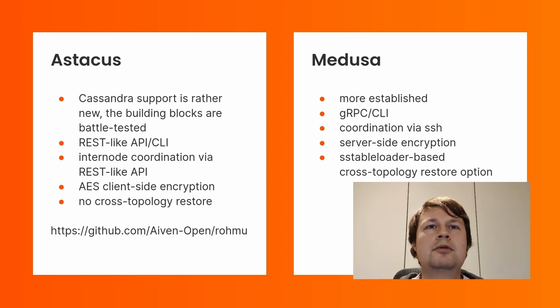At present, Astacus doesn't offer a cross-topology restore option. If you had n nodes in your cluster during backup time, you need to have at least n nodes on restoration. And the extra node will not be used. After restoration, the cluster will include only n nodes. Medusa provides an SSTable loader-based cross-topology restoration option, so you could restore onto a different topology.